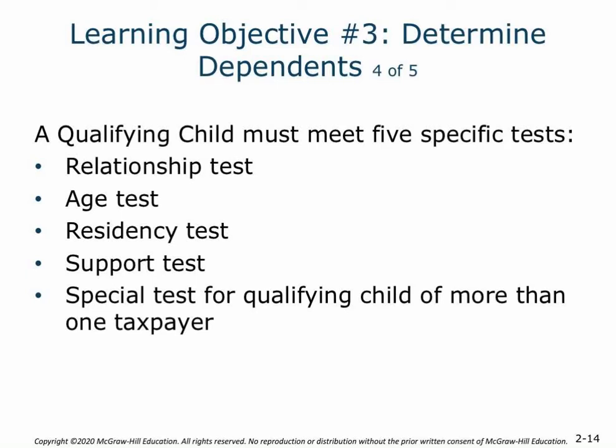Support test, the child cannot provide more than half of his or her own support. And then there's a special test for qualifying children of more than one taxpayer, and typically where this would come into play is if a couple is getting divorced and both want to count the child as their dependent. In the divorce proceedings, you can elect which of those tax filers would be permitted to count them as a dependent.